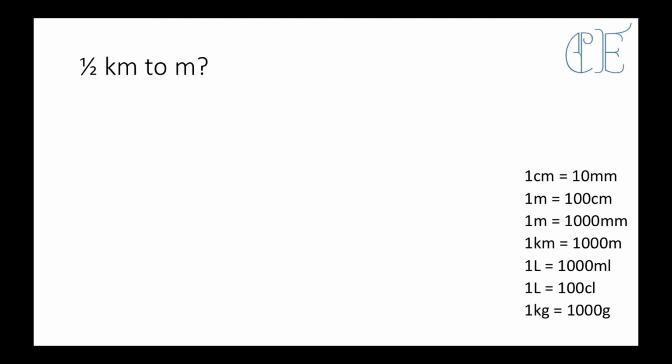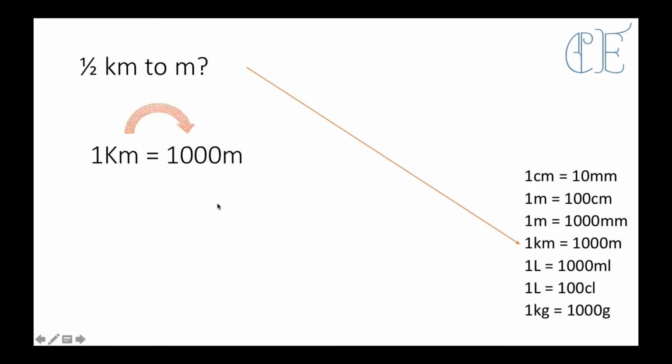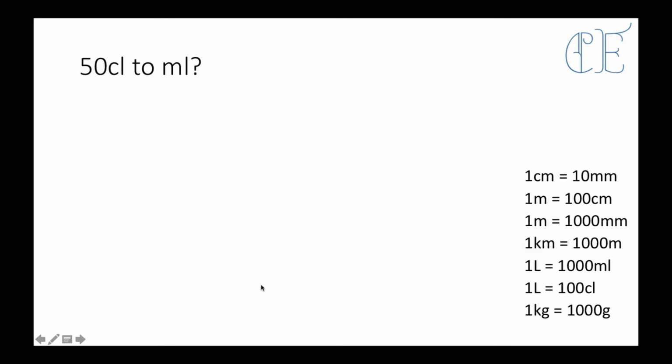Okay, now this one's a little bit different. You've got half a kilometre to meters. Now, I've still got to use this conversion factor here. 1 kilometre is 1,000 meters. If 1 kilometre is 1,000 meters, half a kilometre, we could use our diagram, but half a kilometre you could just remember as 500 meters. If 1 kilometre is 1,000, well then half of that is 500. So it's quite a nice easy question actually.